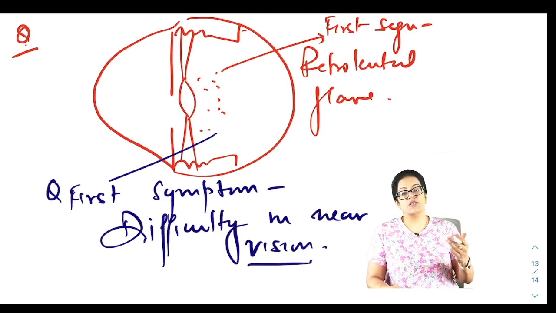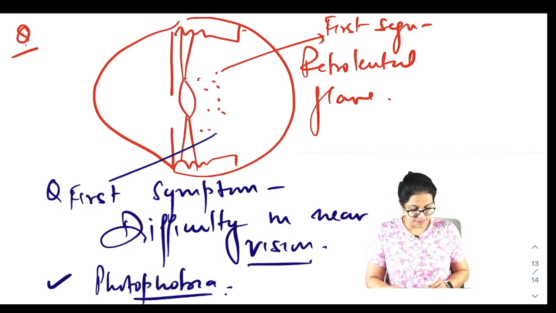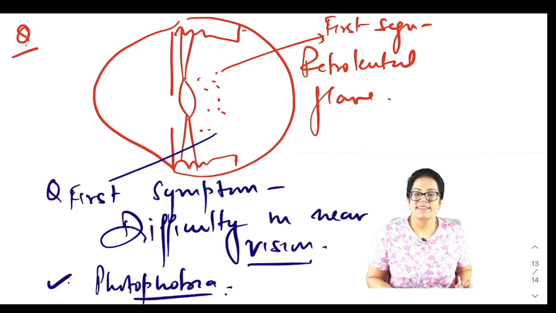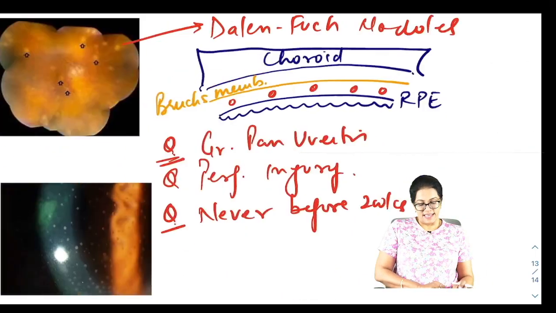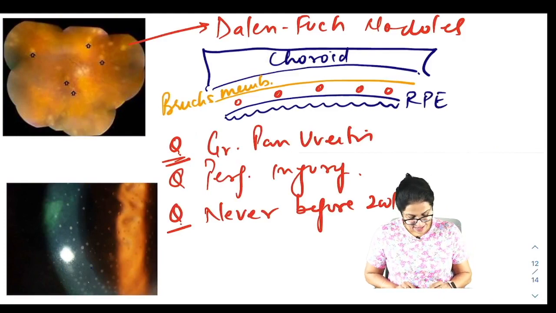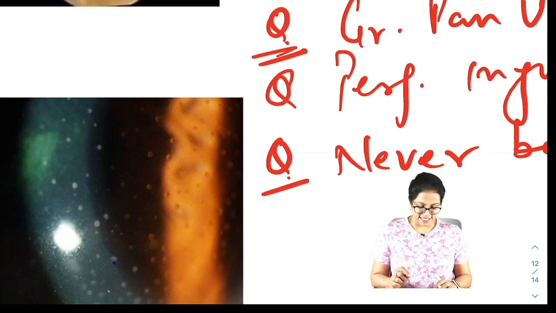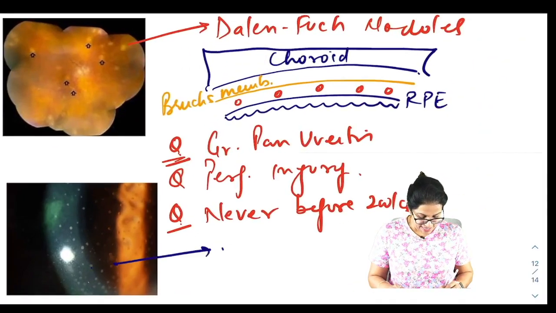And second choice you write as photophobia. So what you are looking at in this slide are your mutton fat KPs. These are the mutton fat KPs.